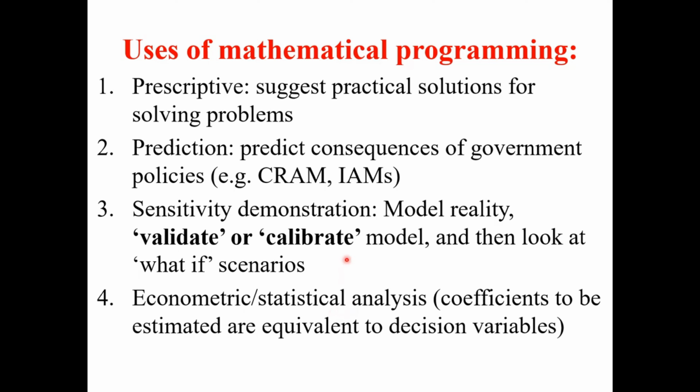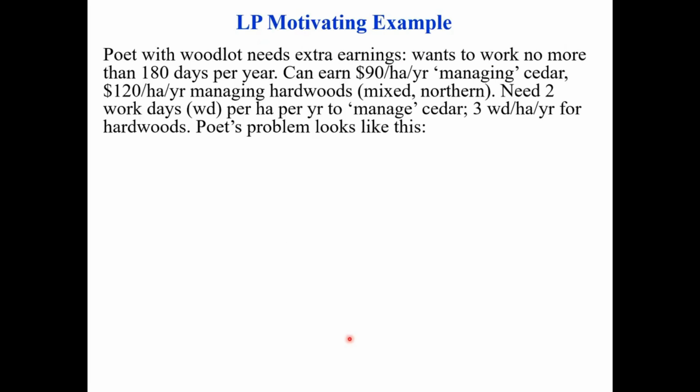For example, efforts to calibrate these models use something called positive mathematical programming, which is very much along the same vein as econometric analysis, although it's not nearly as popular because there are questions and it's very difficult to implement in many cases. The coefficients are sometimes estimated using statistical techniques, and these are equivalent to decision variables.